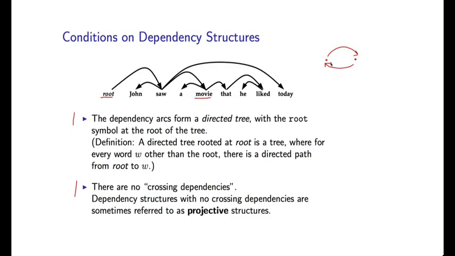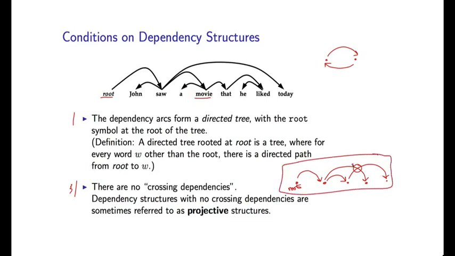The second constraint, which we'll come back to in some detail in a second, is that there are no crossing dependencies in these structures. So crossing dependencies would look like the following. If I have a structure like this, say this is the root, and these are the four words in the sentence, you can see that these two dependencies actually cross. And so in this definition I'm going to use in this lecture, we're going to rule out these kind of structures. I'll talk more about this in a second.